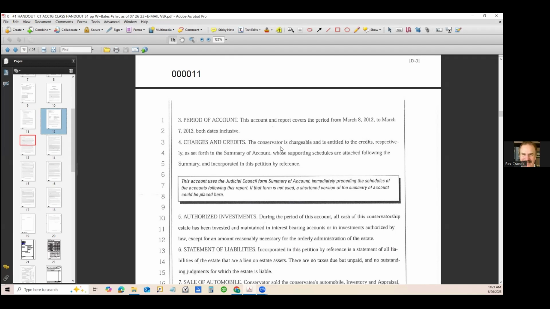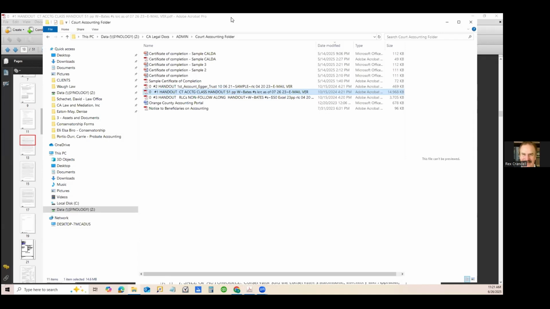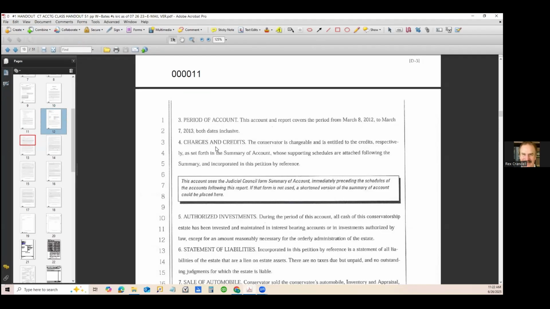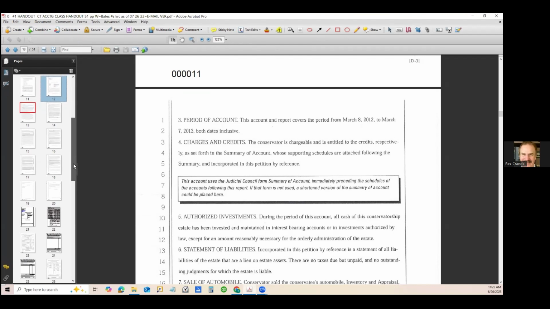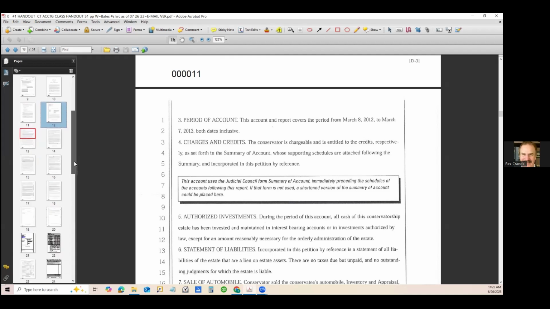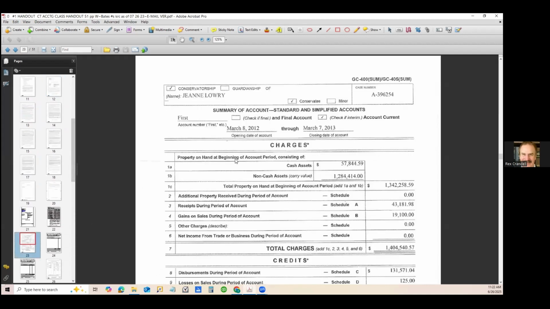I actually list them separately, and I don't have my sample up, so I apologize, but I do list them out separately. Let me just show you. Well, it will take too much time for me to get it, so again, I'm sorry. What I do is I take the inventory and appraisal page, and I'm sorry, the GC-400 page. I kind of repeat all these items.